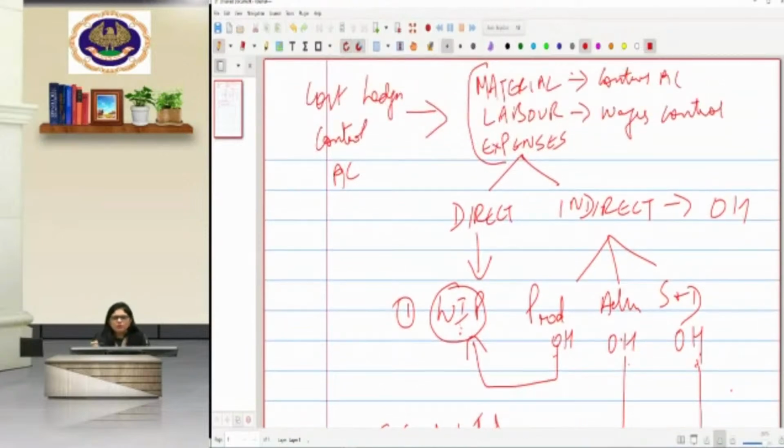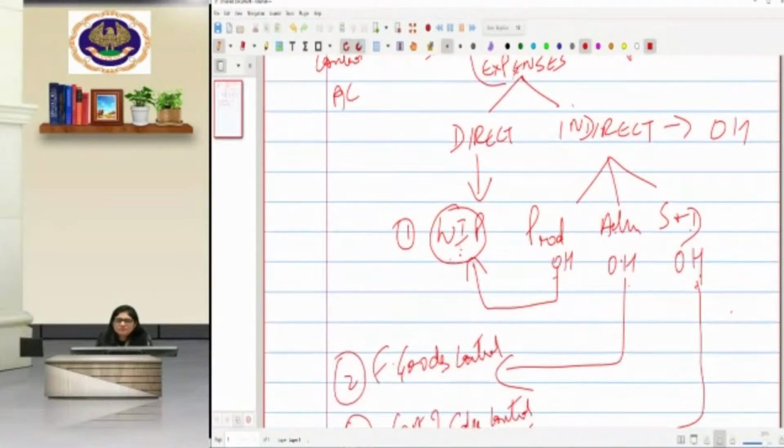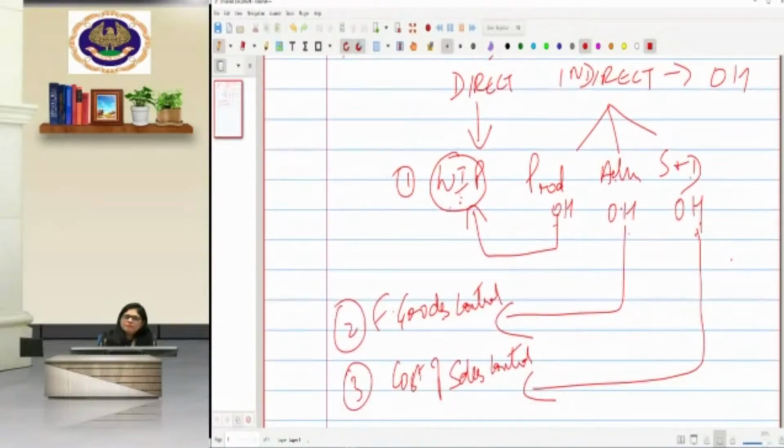So starting with material, labor, expenses, direct will be going to WIP account, indirect will be going to respective overheads account. And to summarize further, WIP is the production account, whatever cost of producing the finished goods. It will transfer the cost of finished goods to the finished goods control account.